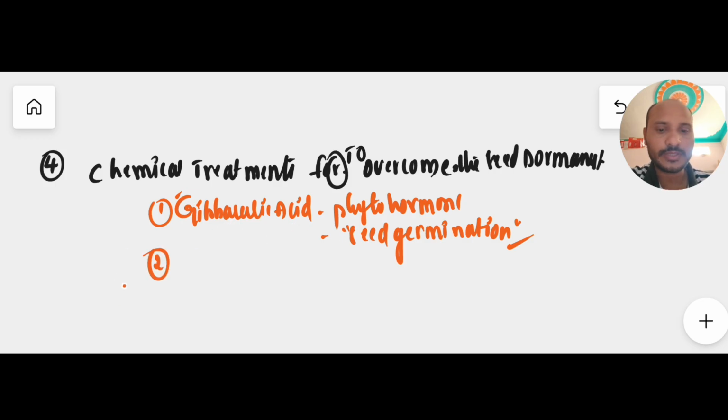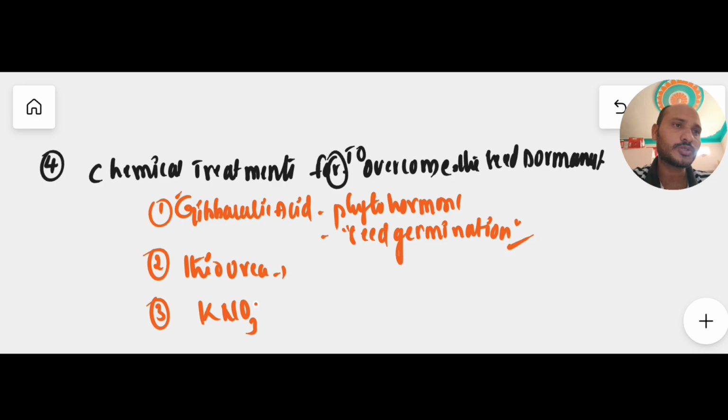Now coming to the second one, that is thiourea. We can also use thiourea for seed germination. It breaks the seed dormancy. And third is potassium nitrate. We can also use potassium nitrate to overcome seed dormancy and bring about seed germination. So all these are various chemical treatments we use to induce seed germination and which inhibit the seed dormancy.